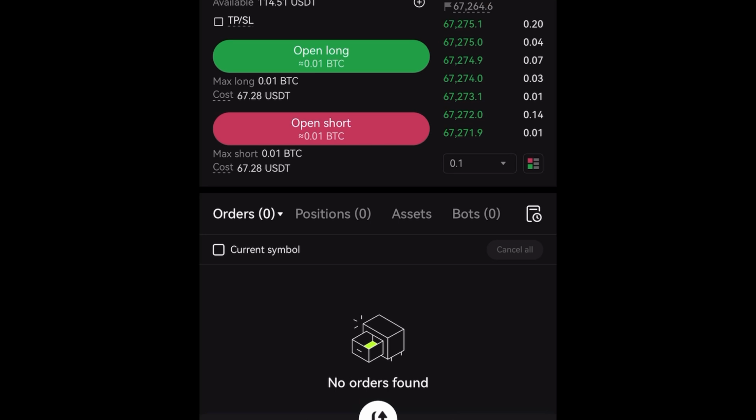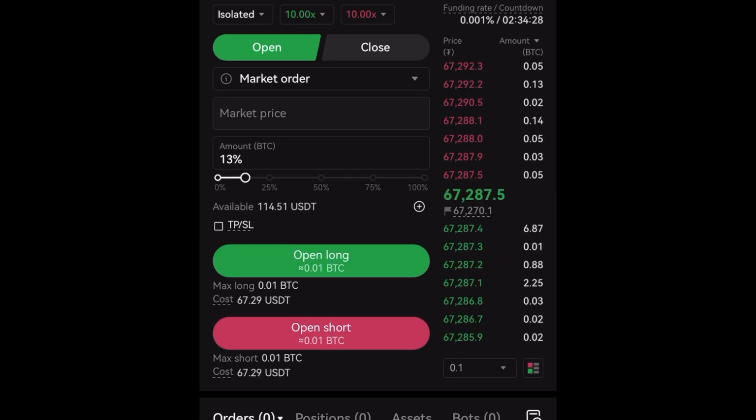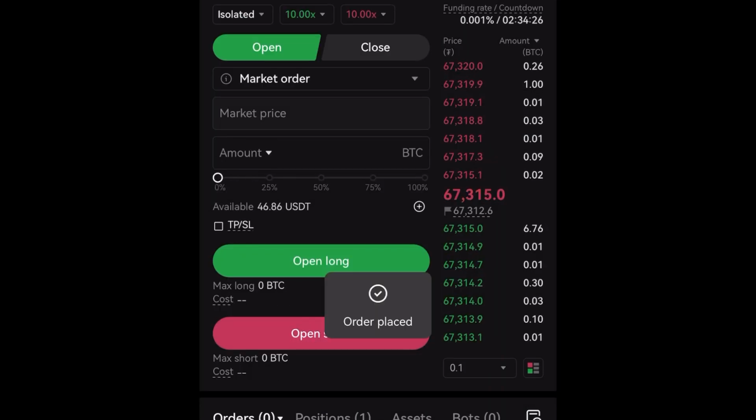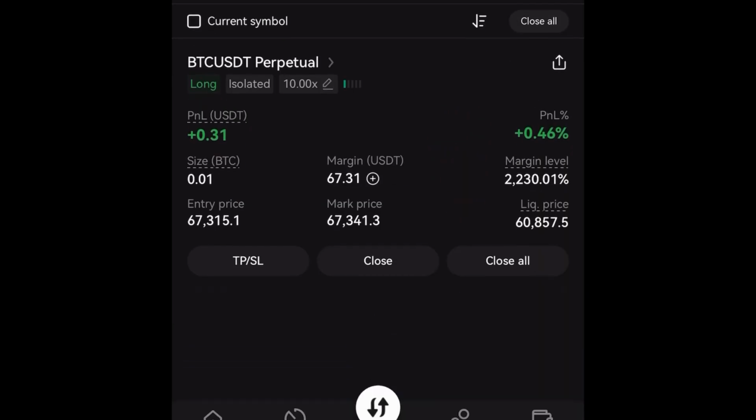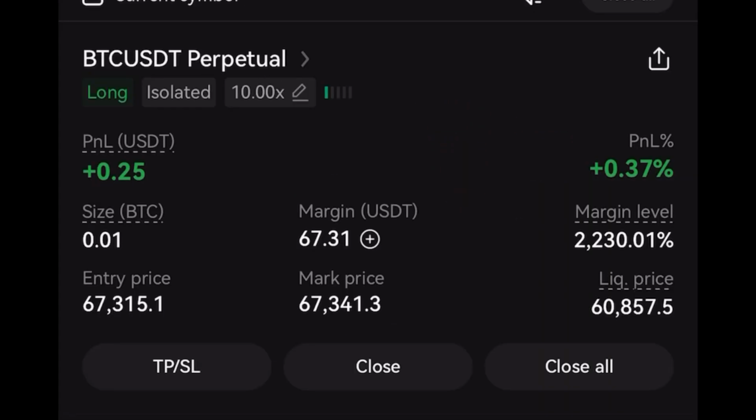So let's open a long trade. So I open a long trade. Once I open it, you see that the trade is in positions. So it means an open position. So when you see the position, you see that the trade is running. You see PNL USDT, which is profit I'm making in USDT, and PNL in percentage, which is the profit I'm making in percentage.